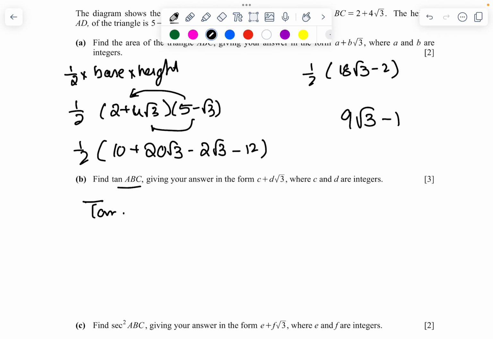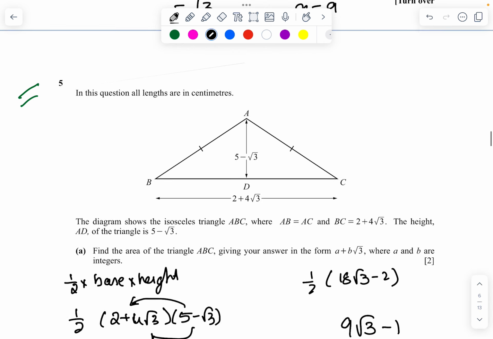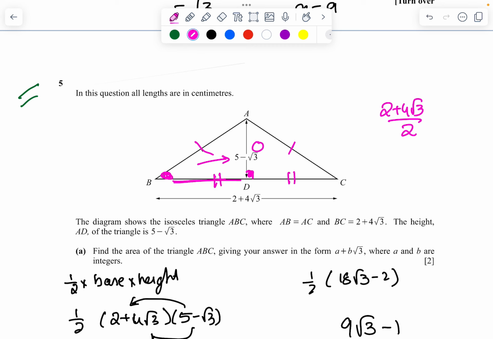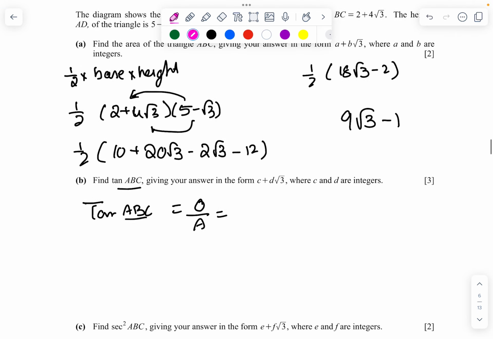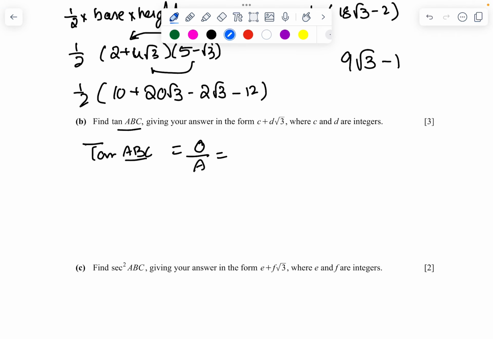Find tan ABC. Tan ABC, which is nothing but what? Opposite side by adjacent side. For ABC, opposite side is 5 minus root 3, adjacent side is going to be BD, which is 2 plus 4 root 3 divided by 2. Because it is an isosceles triangle, if this is perpendicular, these two sides will be equal. So which is 1 plus 2 root 3. So opposite side is 5 minus root 3 and adjacent side is 1 plus 2 root 3. Then factorize it out. 1 minus 2 root 3 by 1 minus 2 root 3. Now multiply with 1.